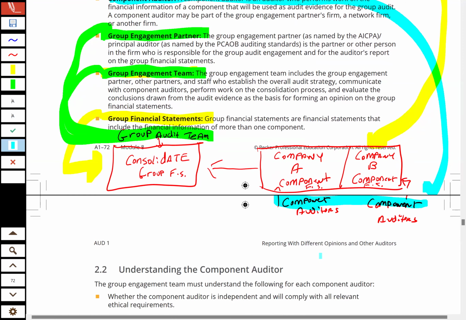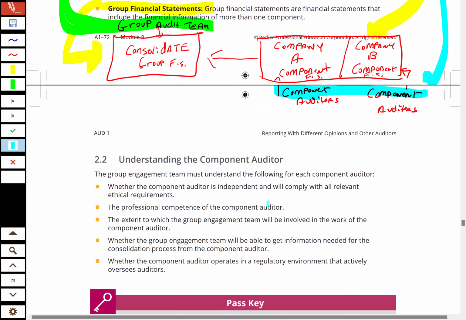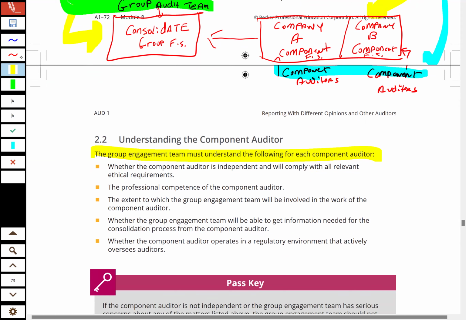Okay, so let's go ahead and start to understand then some of the responsibilities of the group engagement team. Because they're going to be taking the work of some of the component auditors, and it could potentially impact their report. And so the group engagement team has certain responsibility about these people. These component auditors are almost sort of like their staff. Okay, so what happens? They would have to make sure that the component auditors were independent, that they have professional competence.